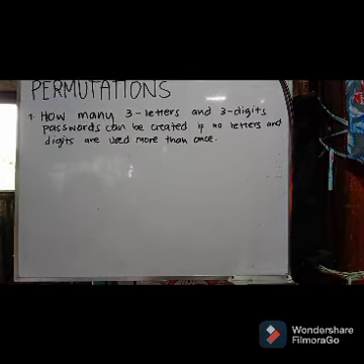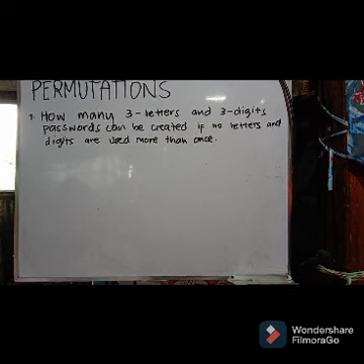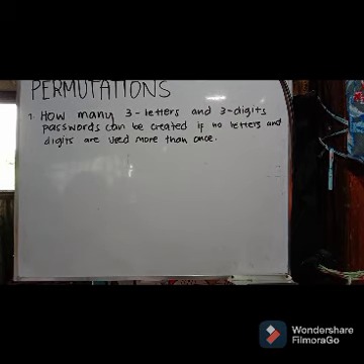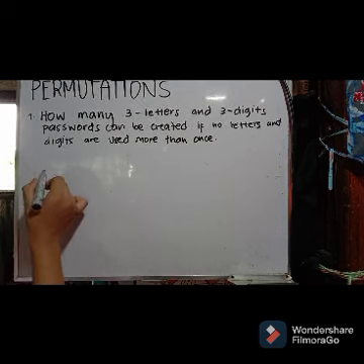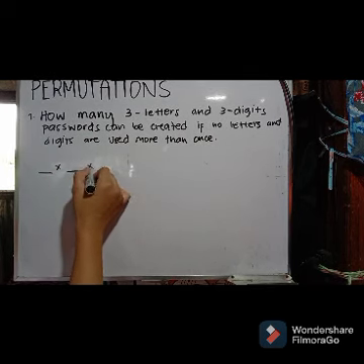So now let's talk about the permutations. The first problem is how many different 3-letter and 3-digit passwords can be created for software access if no letters and no digit can be used more than once. Now, the password contains 3 letters and 3 digits.